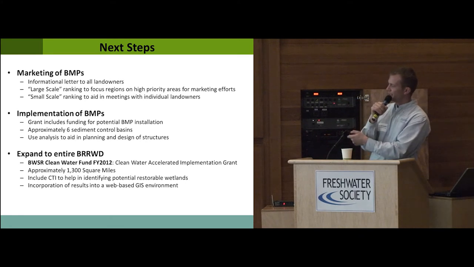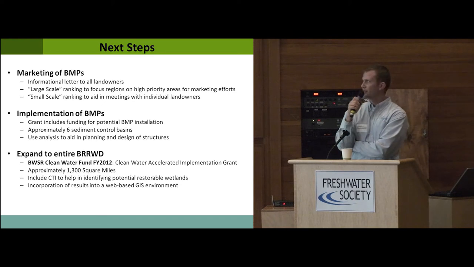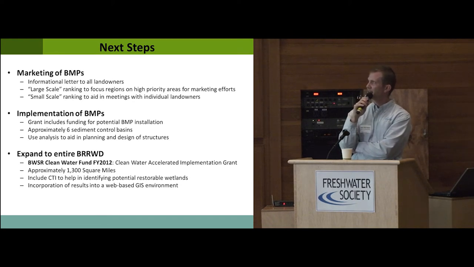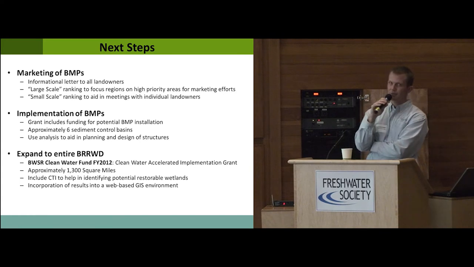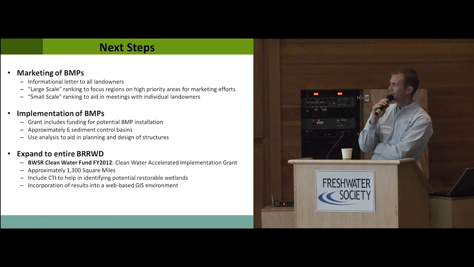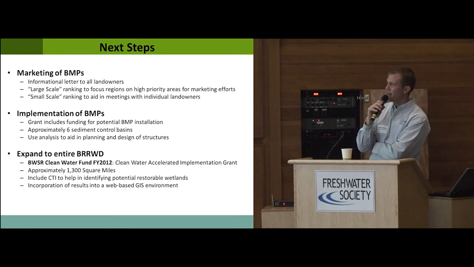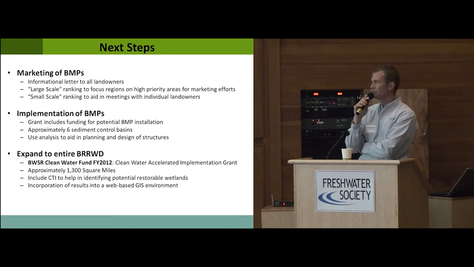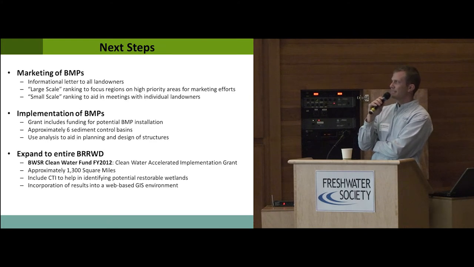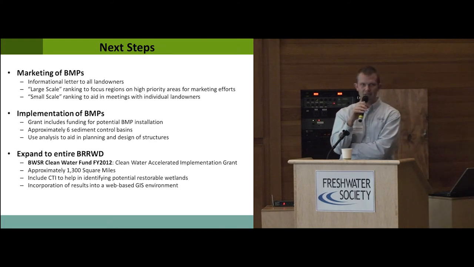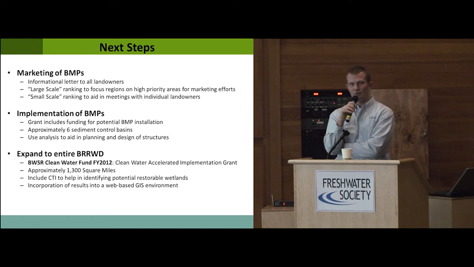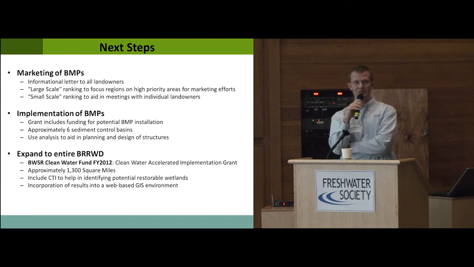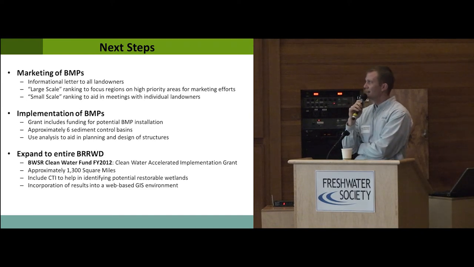Another thing to note is that Buffalo Red was successful in getting another grant for this same analysis this year. That would allow us to take the analysis that I just described and perform it across the entire Buffalo Red River Watershed District, which is approximately 1,300 square miles. Some other things we want to incorporate is the CTI. What it really is, is the inverse of the stream power index, meaning that it relates a flat slope with a high flow accumulation in terms of an area where water could potentially pond.